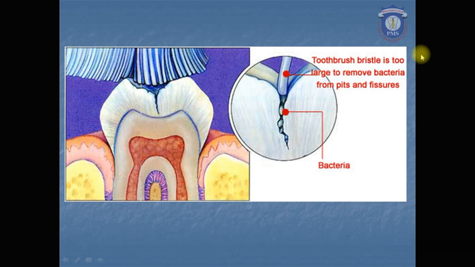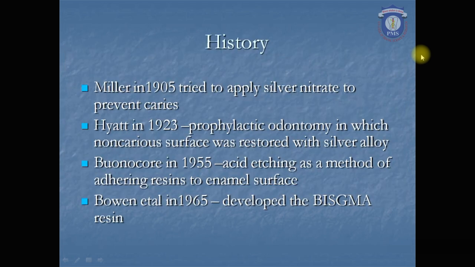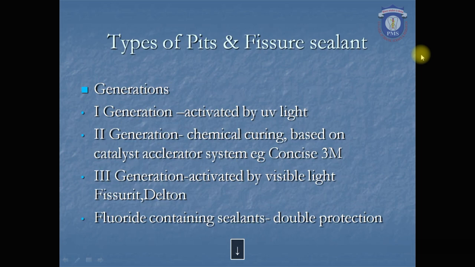This is how you can see the toothbrush is too large to remove the bacteria from the pits and fissures. So the importance of pits and fissures comes into play. In history, Miller in 1905 tried to apply silver nitrate to prevent caries. In 1923, prophylactic odontomy, in which a non-carious surface was restored with silver alloy. Buonocore in 1955, acid etching as a method of adhering resins to enamel surface. Bowen in 1965 developed the Bis-GMA resin.